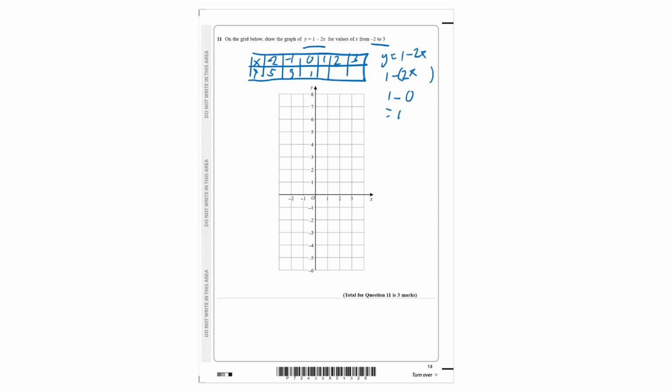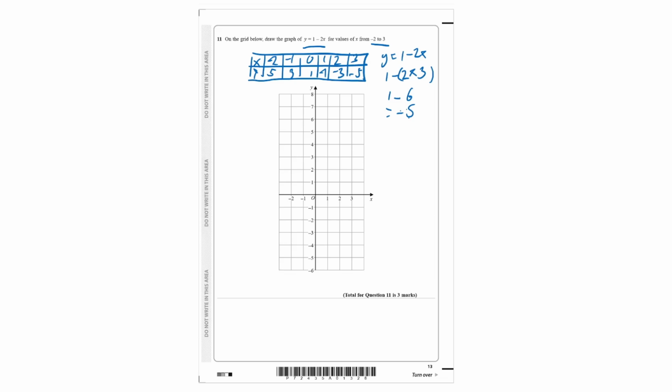Then we put 1. So we have 1 minus 2 times 1. So that's 1 minus 2, and we get -1. Then we have 2. 1 minus 2 times 2, which is 4. So we have 1 minus 4, which is -3. And lastly, we have 3. So 1 minus 2 times 3 is 1 minus 6, and we have -5.